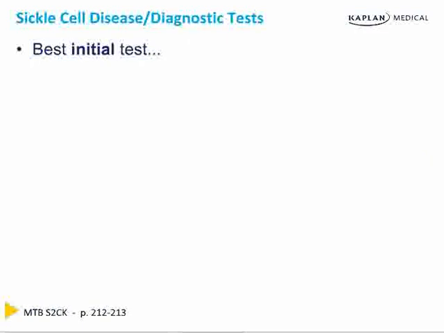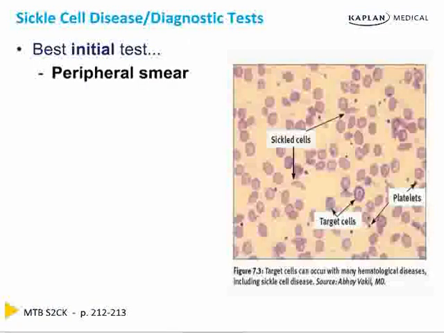The best initial test for sickle cell disease is the peripheral smear. Look at those sickled cells. One of our own patients at Jamaica Hospital. And my very own chief resident there, because this is our own patient showing you, that's it. And they'll show you that smear and say, that's it.